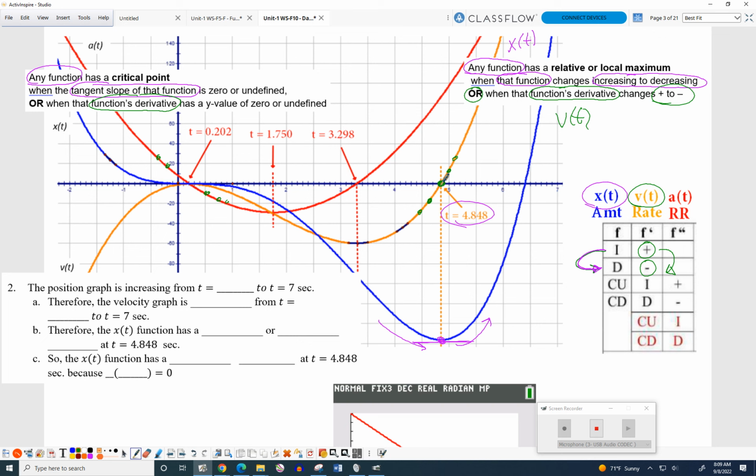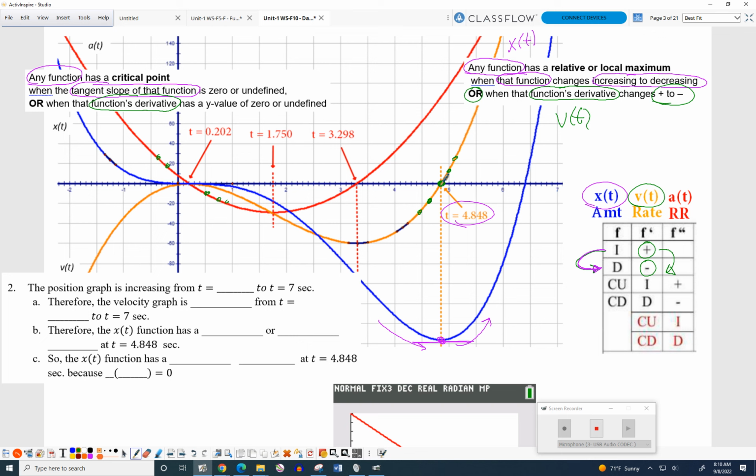Say that one more time? Yes, one more time. It's again all about how this tells about this. So if I'm looking at just the blue, which is not going to be tested very often, and I want to find the critical points on position, I look for places on position where the tangent slope is 0. So I find that here. That means time 4.848 is a critical point of position because of that.